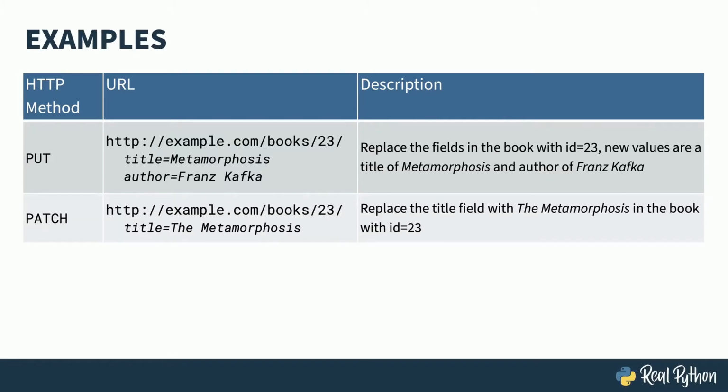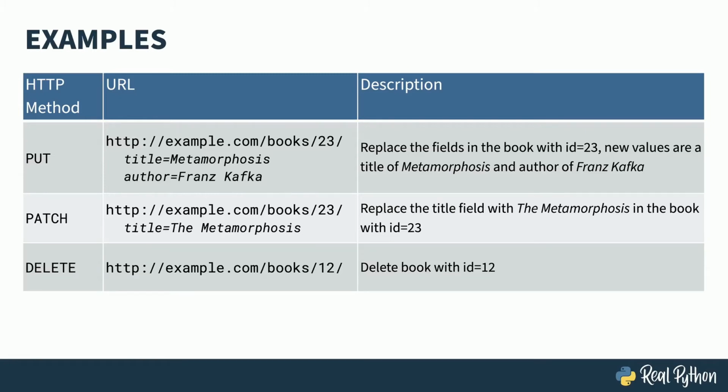Here's a patch on the same thing. Put requires all of the fields. Patch only requires the fields that I'm changing. So again, I'm specifying book 23, but this time only specifying the title. The author will stay Franz Kafka, and the title will change from Metamorphosis to The Metamorphosis. And finally, here's a delete. Similar to a get, it specifies a URL that fully qualifies the book. In this case, I'm deleting book number 12.